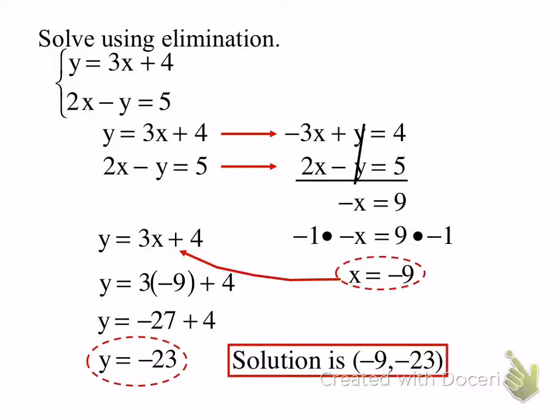Questions? Yes? Will it ever be where the number is getting crossed off, or it's always the variable? We're trying to eliminate a variable. So we will always try and manipulate a variable.